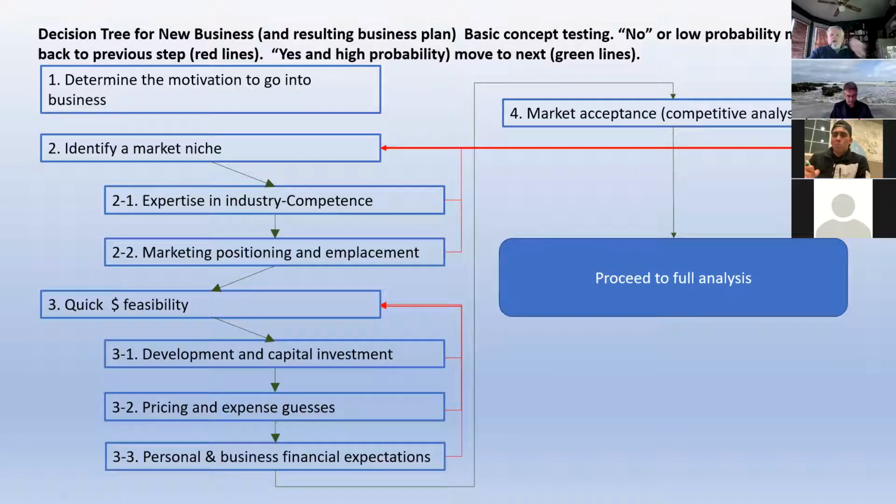And then third, you want to look at your personal and business financial expectations. Your business expectations are going to be something akin to, well, it looks like I can make a certain amount of money if I can achieve a certain volume. So if we can get to that certain volume, then the question is, how much can we siphon off for personal use?